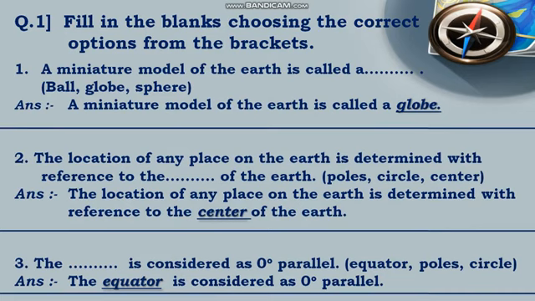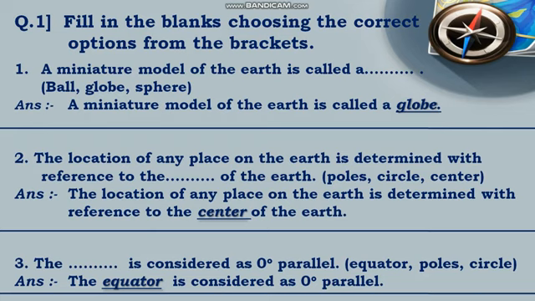Question number 1. Fill in the blanks choosing the correct options from the brackets. First, a miniature model of the earth is called a dash. Ball, globe, sphere. Answer is, a miniature model of the earth is called a globe.